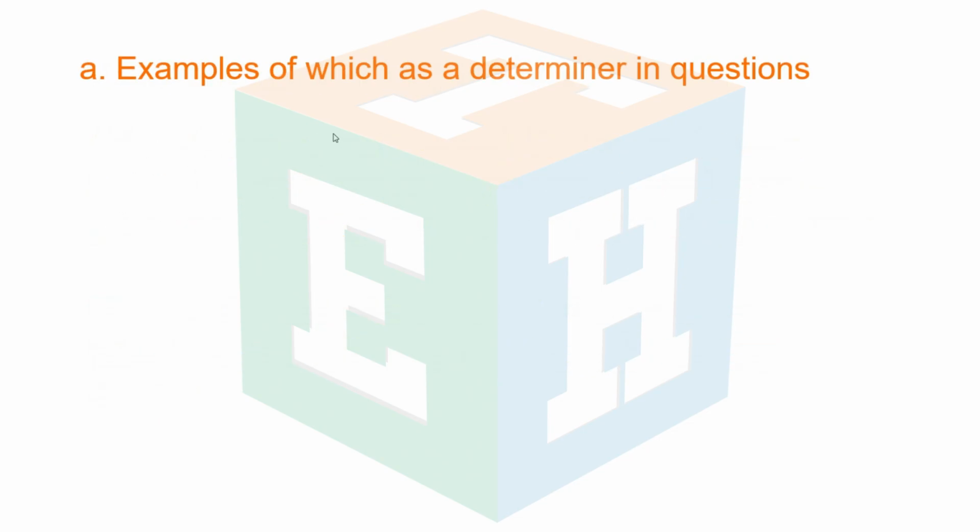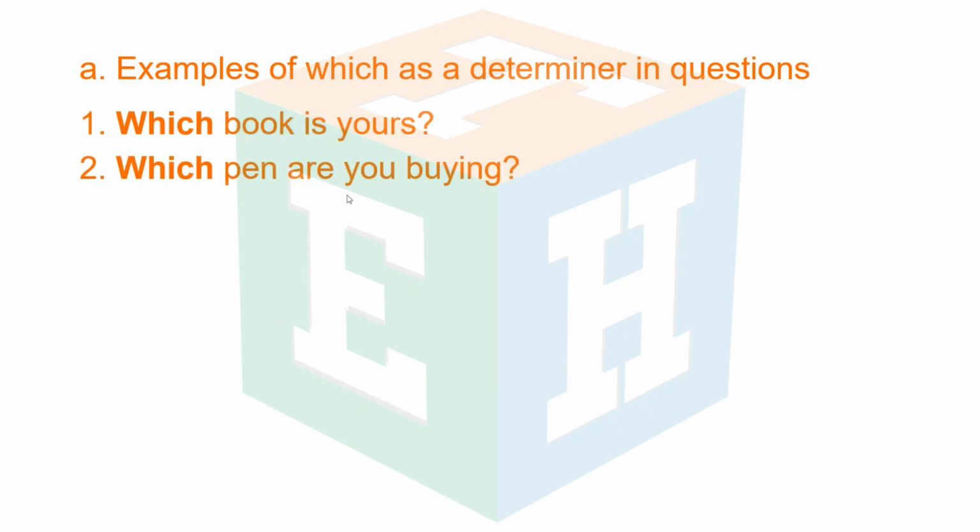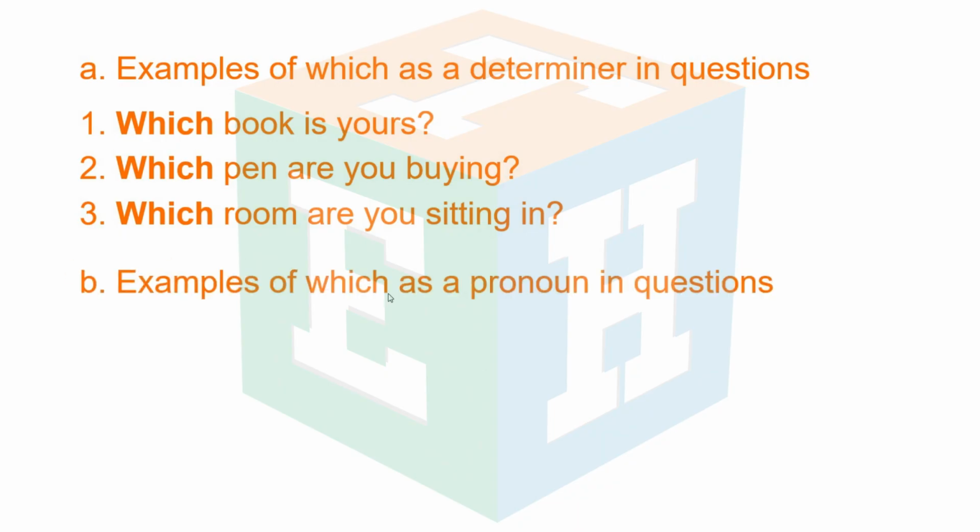A. Examples of which as a determiner in questions. 1. Which book is yours? 2. Which pen are you buying? 3. Which room are you sitting in?